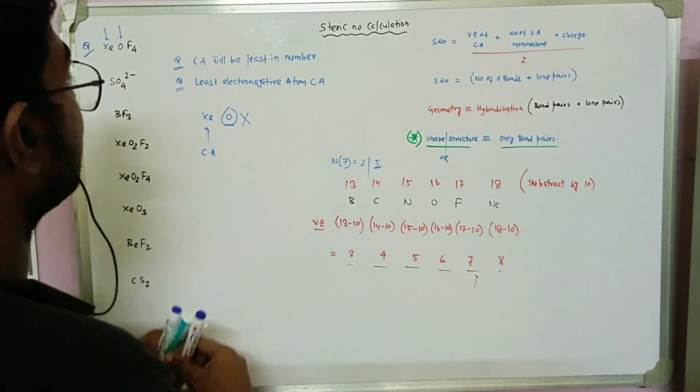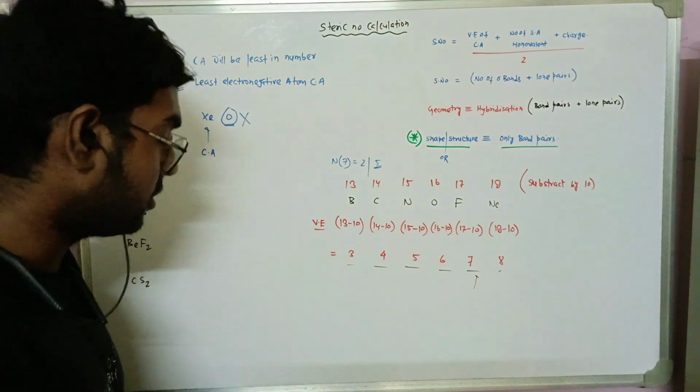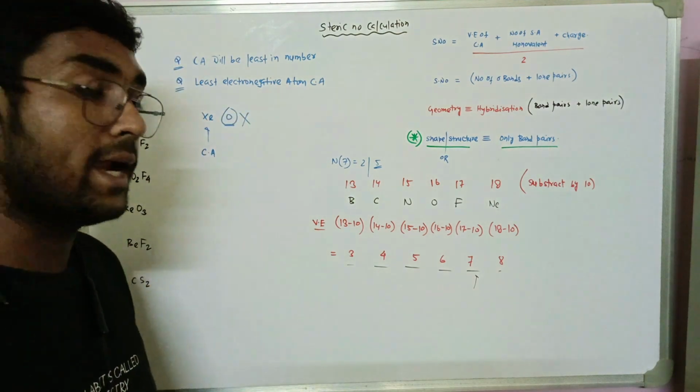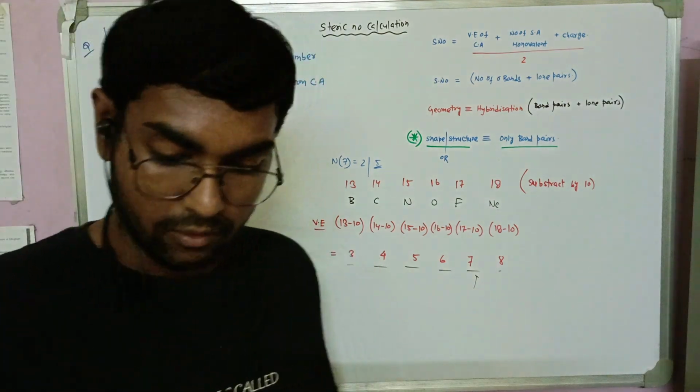So first we have to take the atom least in number as the central atom. If we can't distinguish by this factor, we have to look at the electronegativity between the two atoms, and the least electronegative atom will be the central atom of that molecule.